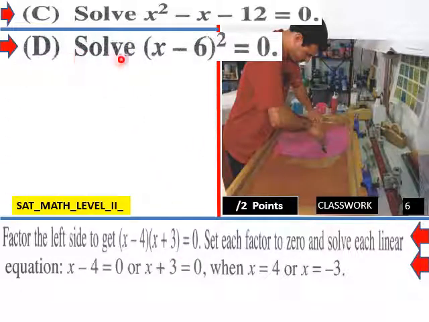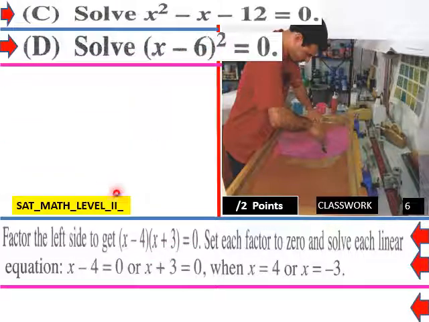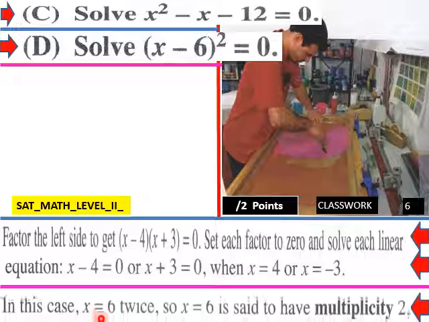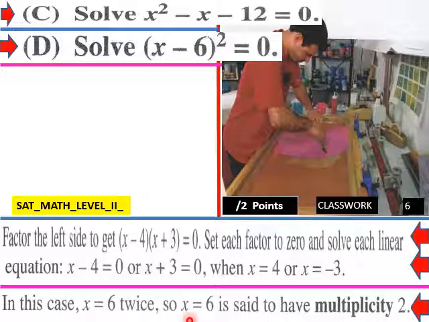And then for D here, solve x minus 6 quantity squared equals 0. So when we have that, in this case, x equals 6 twice, so x equals 6 is said to have a multiplicity of 2. That will be another way of approaching that.